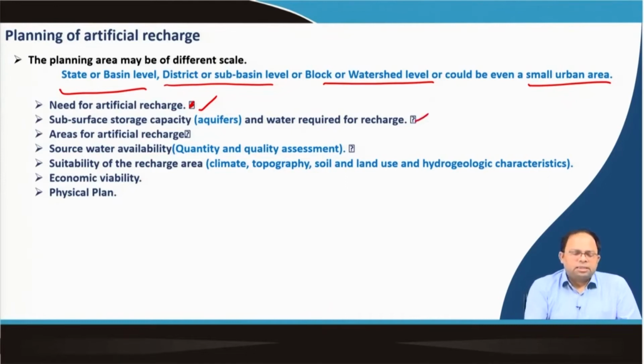The third thing is, where are we going to recharge? That means, all this artificial recharge that we are planning, at which areas will we do it, and how will we decide or prioritize certain areas? So, this is the third question. The fourth question is source water availability, where both quantity and quality assessment needs to be done, and as you can see, water required for recharge. This is how much water is required for recharge, and this is water available for that, right. So, these are the questions.